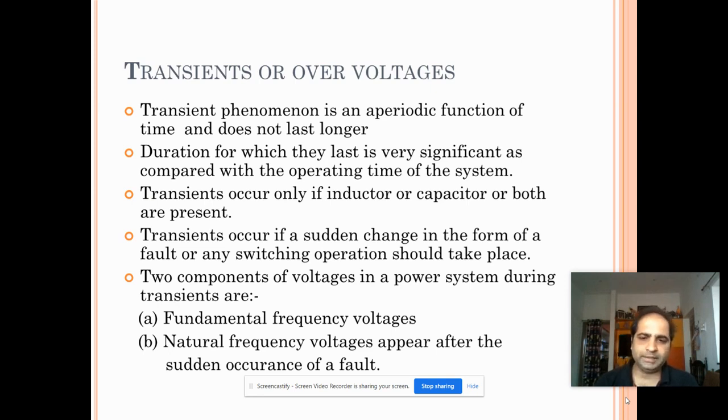Two components of voltages in a power system during transients are: first one, fundamental frequency voltages; second one, natural frequency voltages, which appear after the sudden occurrence of a fault.